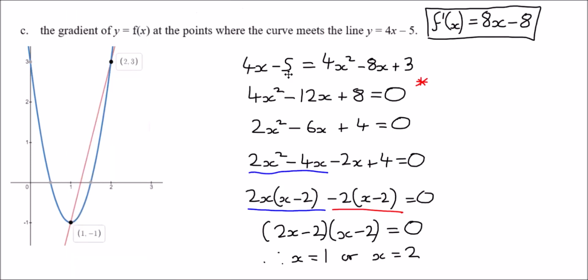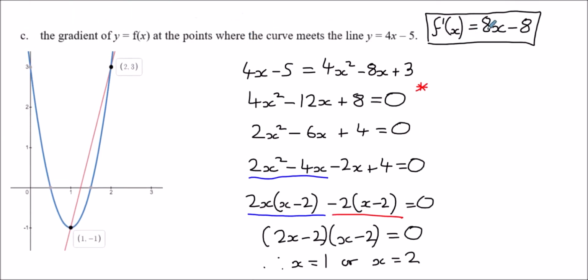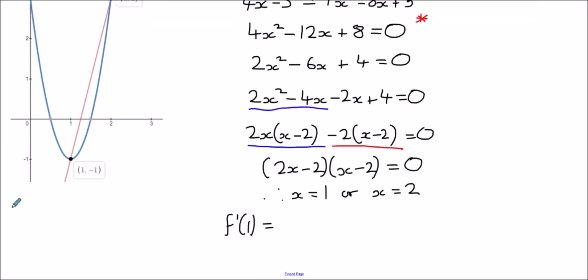However, we're not done. What we want is the gradient at those points, not the x values themselves. So we're not quite done. First case, what's the gradient when x is 1? Well, the gradient when x is 1 is going to be 8 lots of 1 minus 8. So 8 lots of 1 minus 8 is 8 minus 8, which equals 0.